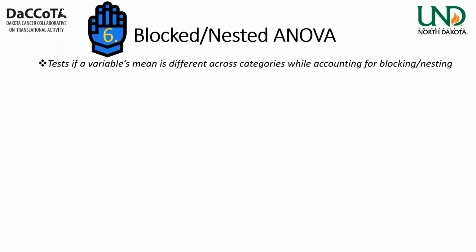Okay, let's get to the trickiest types of ANOVA you'll usually see, which are either block or, alternately, called nested ANOVA. So the test of a variable is used differently across categories, just like an ANOVA, while accounting or sort of correcting for either a blocking effect or a nesting effect.